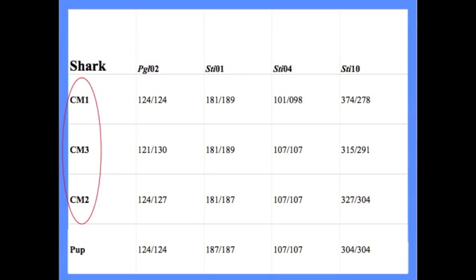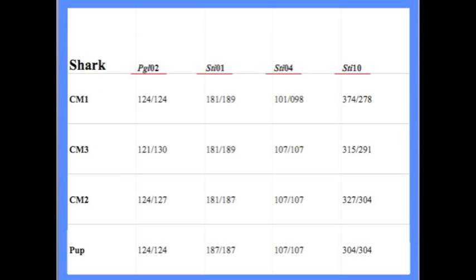So how was this tested and supported? Tissue samples were taken from each candidate mother and the pup. The CM 1 through 3 in the left column stands for candidate mother 1 through 3. With these tissue samples, the same microsatellite marker loci technique as in the previous case was used to genotype each shark, along with 119 sharks from the source population.